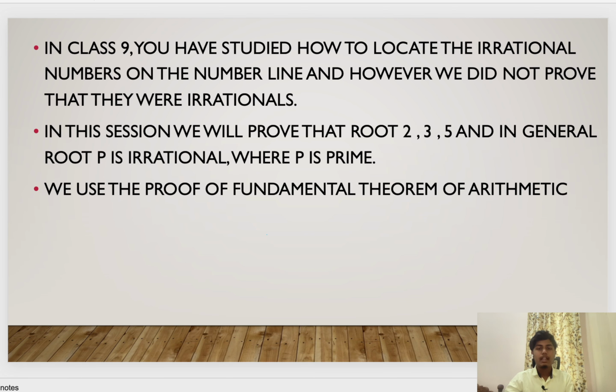In class 9 you have studied how to locate irrational numbers on the number line, and we did not prove that they were irrational. In this session we will prove the irrationality of the numbers root 2, root 3, root 5, etc. We will use the proof of the fundamental theorem of arithmetic, which we learned in the previous video. If you did not watch the video, please go and watch it. It is in the playlist.